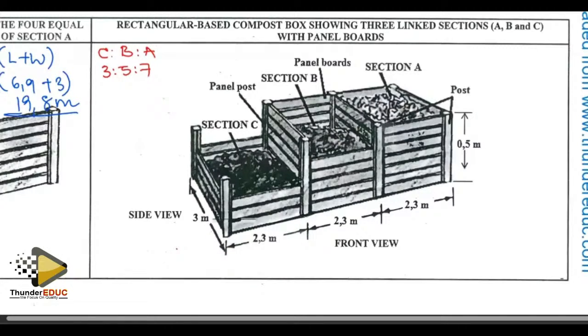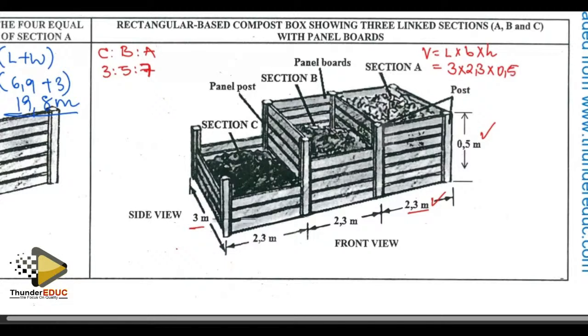CBA 3, 5, 7. So we need to know how much composite is going to be needed. But the easiest to find is section A. Why? Section A is complete. It has its full measurements. It has the height, it has the width, and it has the length. So we shall look for the volume of A first. The reason why I'm looking for the volume of A is that I need to know the total decomposite that's needed. So we shall say V equals L times B times height. This is the same as 3 times 2,3 times 0,5.